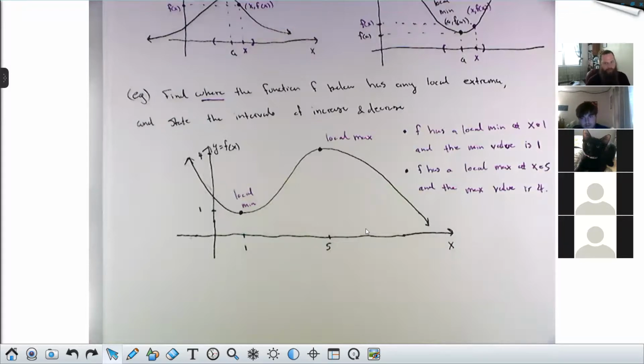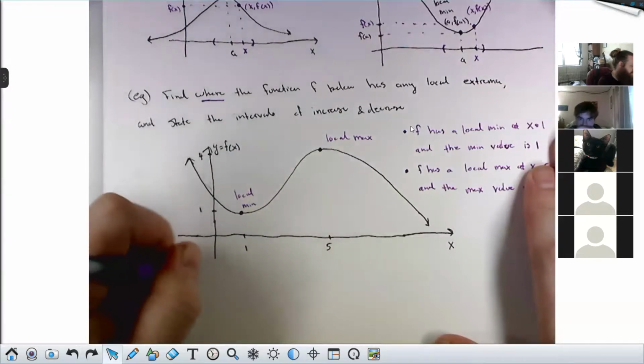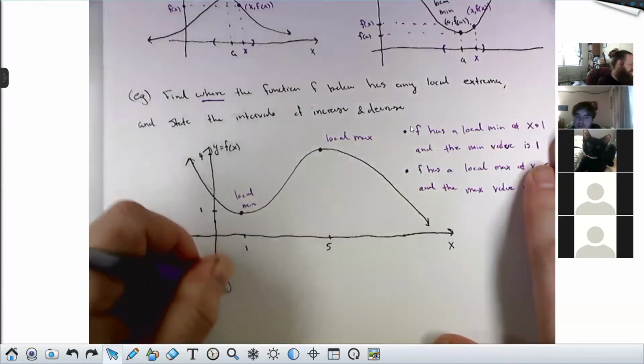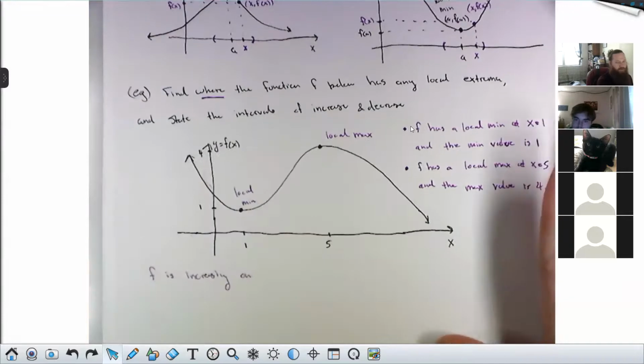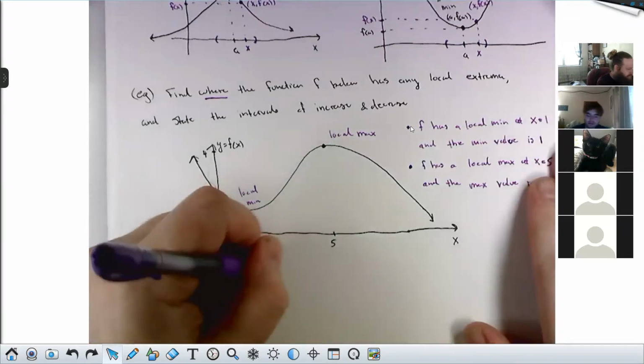All right, the other thing I want to talk about with this example is the intervals of increase and decrease. So who can help me out with that? f is increasing on what interval? On 1 to 5. Good, the open interval from 1 to 5.